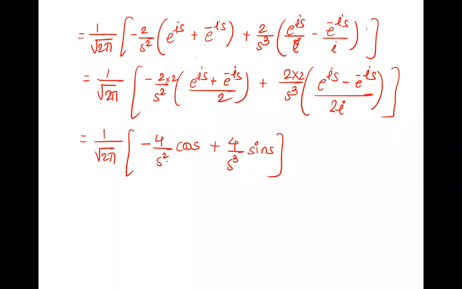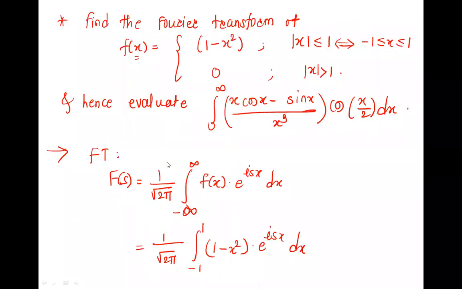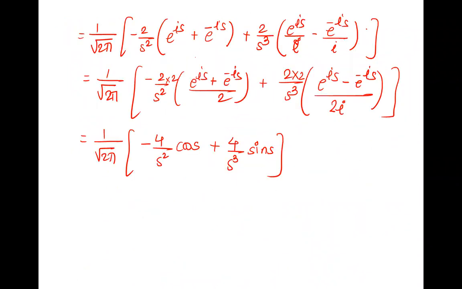So I think just check once. x cos x minus sin x upon x cube. Is it like that? Upon x cube means upon s cube, so here we need s cube. What can you do? Divide and multiply by s. Right, we want s cube in the denominator. So just multiply by s to this term only and divide by s, so it is s cube. And this is as it is, 4 by s cube sin s.